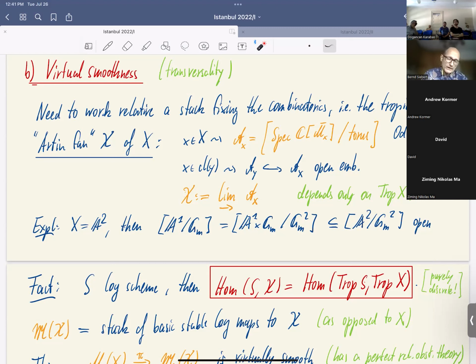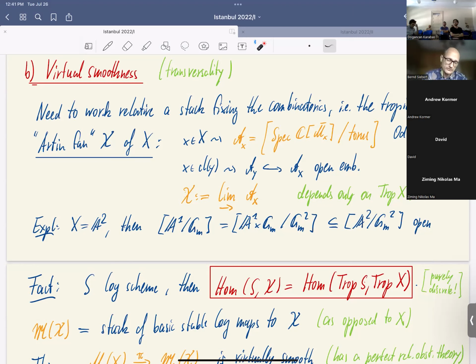I mean, why do we need such a base space? The whole space is not virtually smooth. No, I don't think it's true. It's just wrong, I think. There's no virtual smoothness on the total space, but there will be a virtual smoothness relative to an algebraic stack that fixes the combinatorics. The combinatorics, remember, that is the tropicalization.